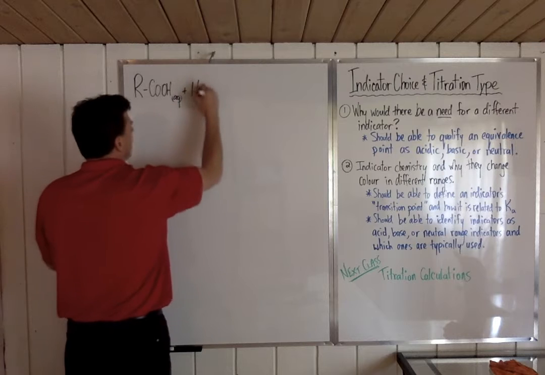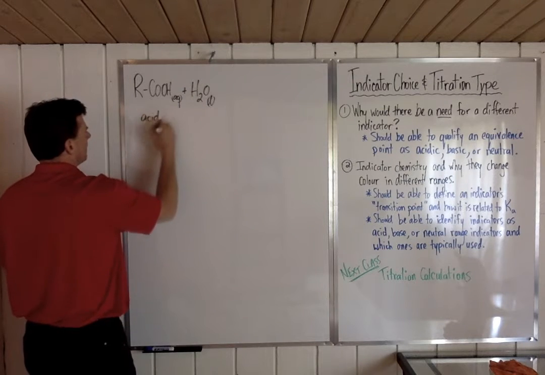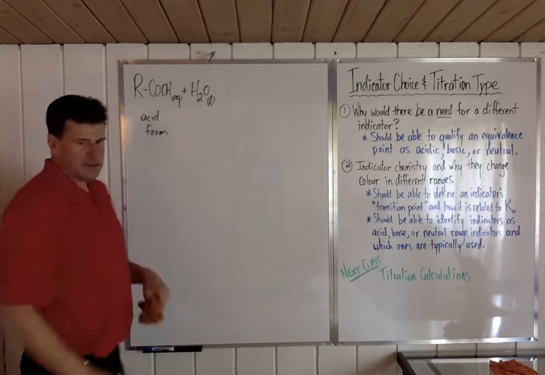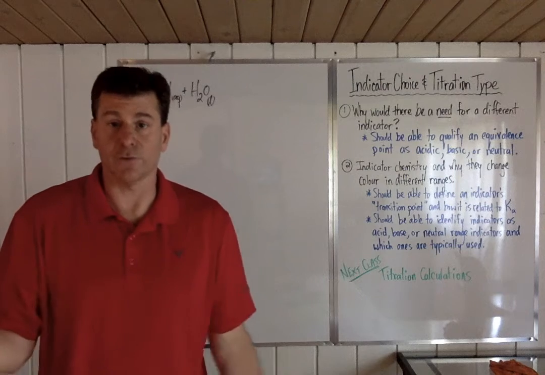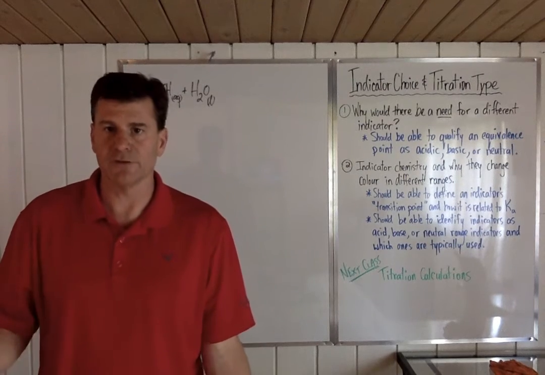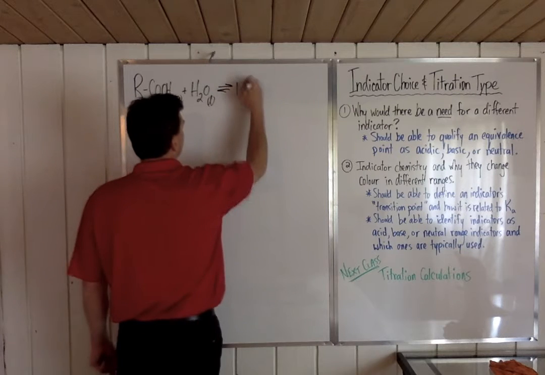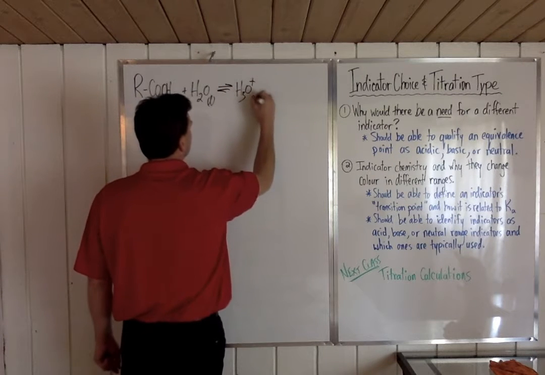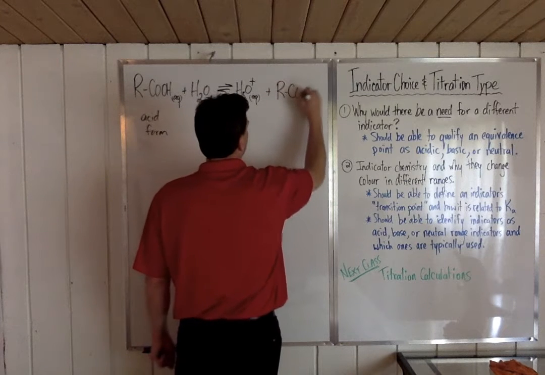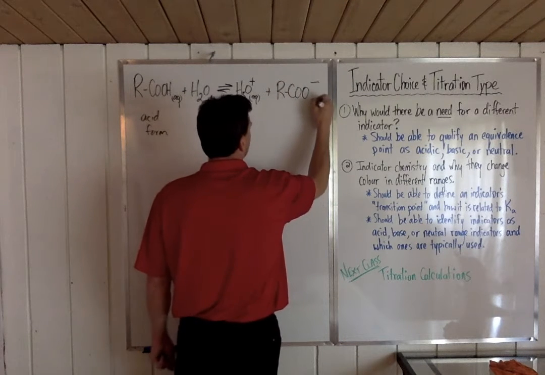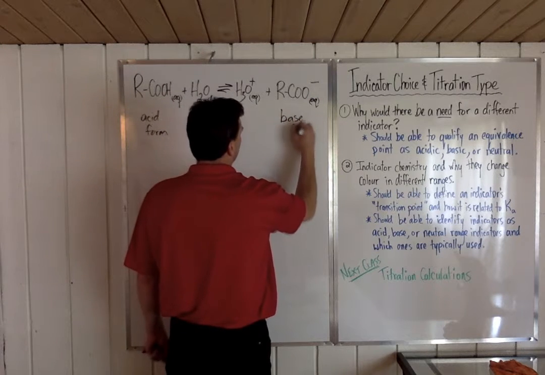When you dissolve it into water, it, like all acids do, will donate some H's over. They're weak acids. So they donate some H's over to the water molecule, and they make hydronium, and they make the base form.